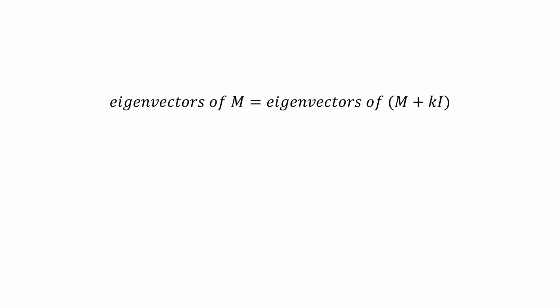Now, we can actually stop with the usual process of finding eigenvalues and eigenvectors right here. This is because we can use the fact that M shares eigenvectors with M plus kI for all values of k, including our wanted k equals minus lambda. The easiest way to prove this fact is using some simple algebra.